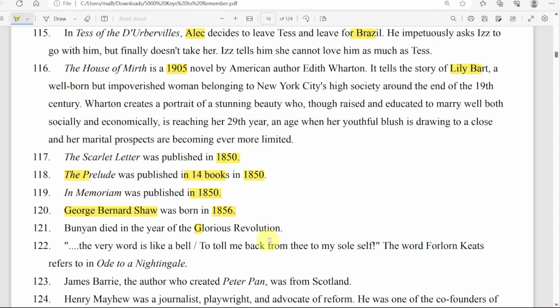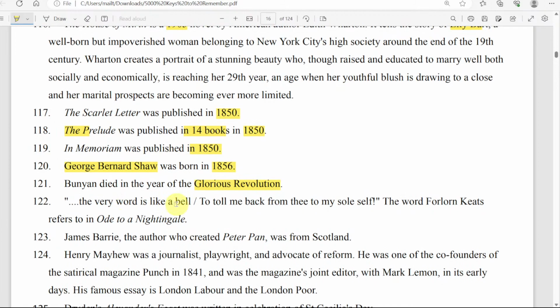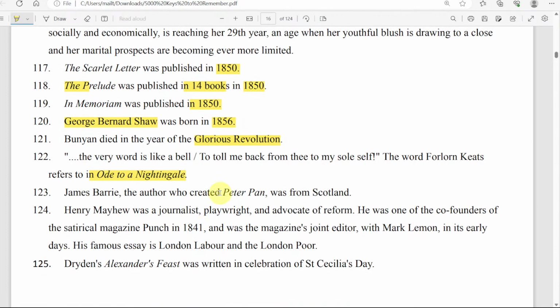The very word is like a bell to toll me back from thee to my sole self. And the word forlorn, Keats referred to in Ode to a Nightingale. And James Barrie, everybody knows, wrote Peter Pan, and was from where? Scotland. And again, Henry Mayhew was a journalist, playwright, and advocate of reform.